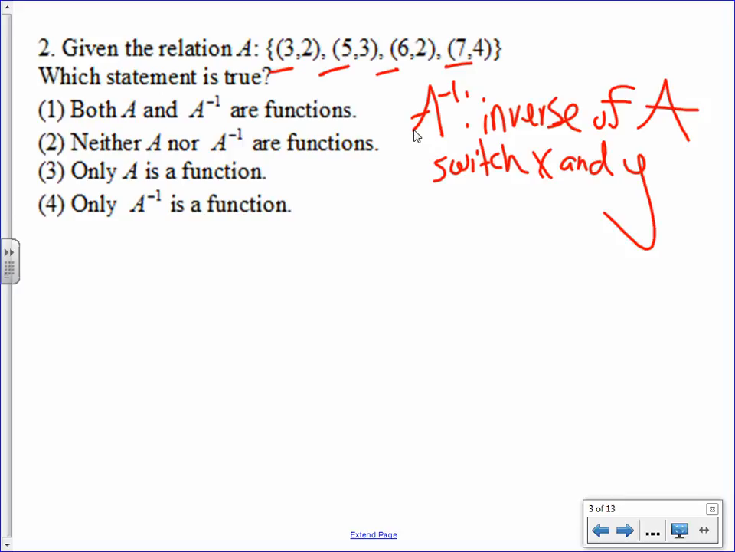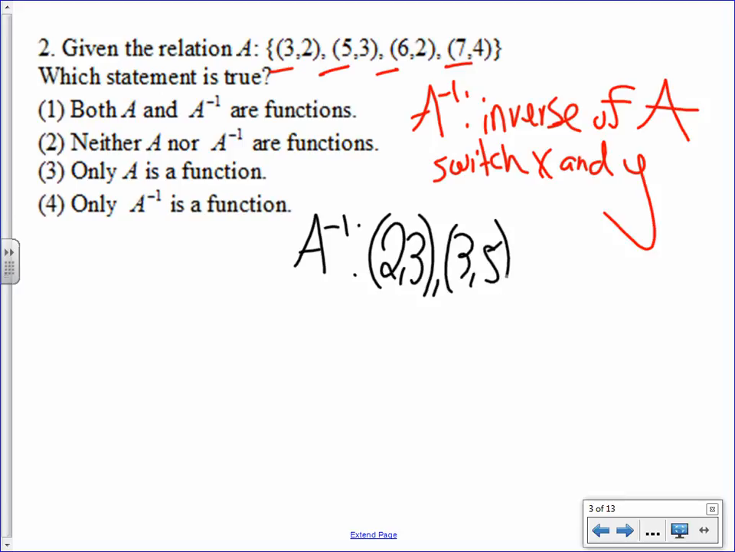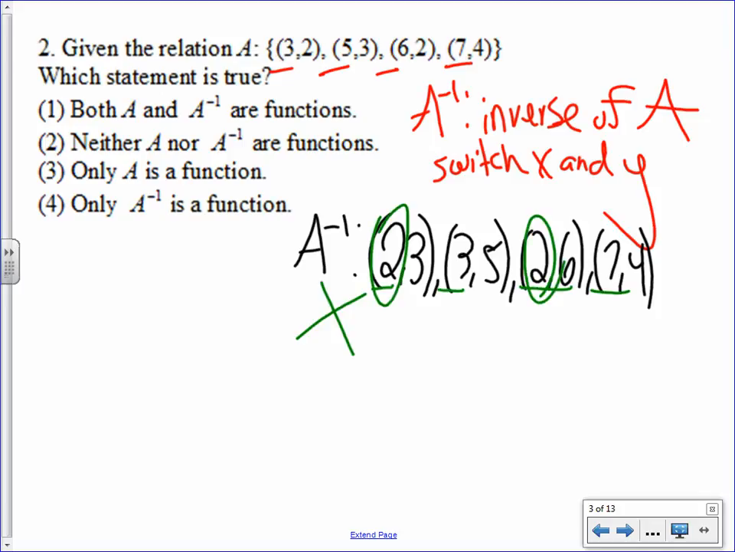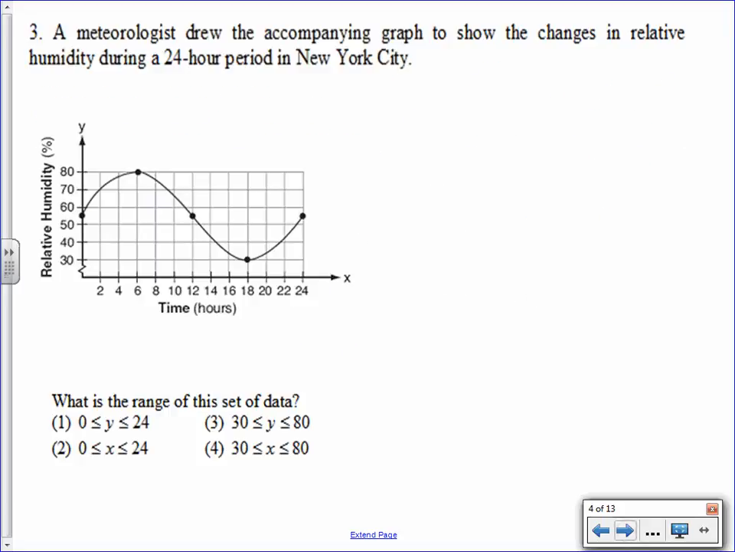The inverse, we'd have to switch x and y. So let's write the inverse. 3, 2 would become 2, 3. 5, 3 would become 3, 5. 2, 6. 7, 4. Do any of the x values repeat? Yes. So this is not an inverse. The inverse is not a function. Only A is a function. A function, remember, each x value has only one y value.